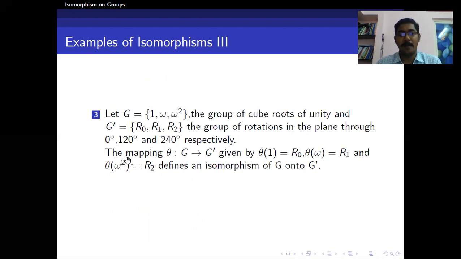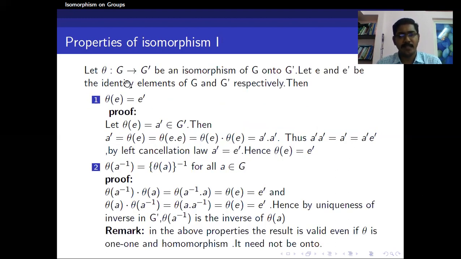Now I am assigning the mapping theta from G to G dash given by theta of 1 goes to R0, theta of omega goes to R1, and theta of omega square goes to R2. So it defines an isomorphism of G onto G dash. Next, some of the properties of isomorphism. Let us consider the mapping theta from G to G dash be an isomorphism of G onto G dash. Let E and E dash be the identity element of G and G dash respectively.